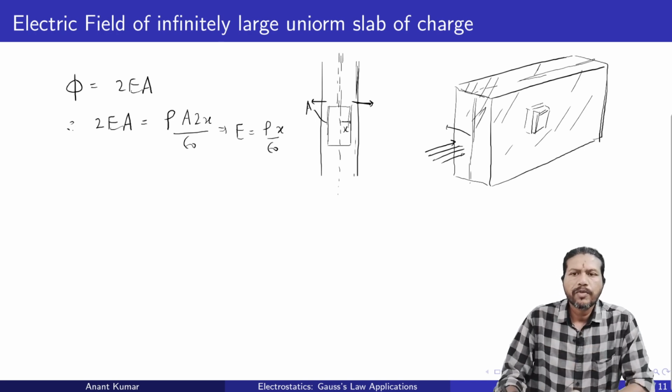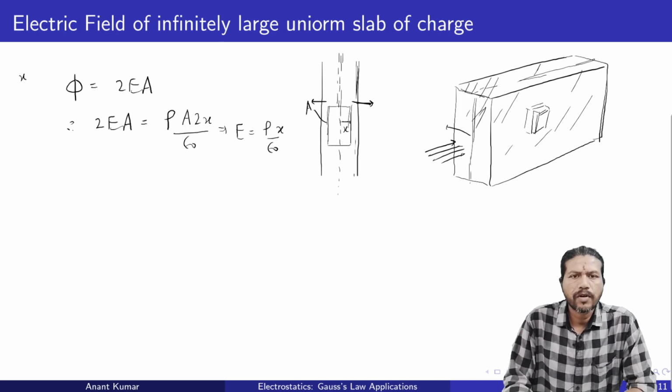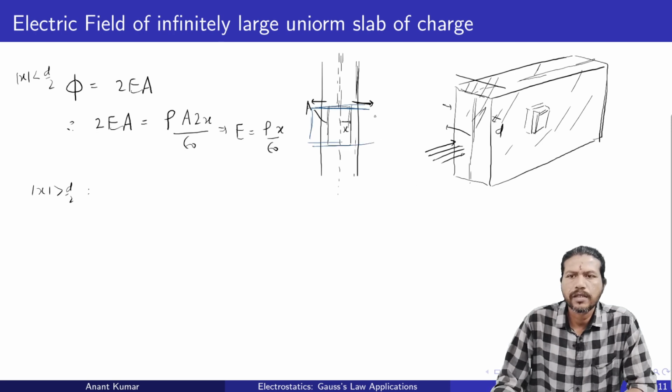Fine. What happens outside? That was for the region where mod x is less than d by 2, assuming the total thickness of the slab to be d. If I go for outside points, once again the Gaussian box is going to come out of the slab like this. This is now the length of the cuboid. The area remains the same. So this time, if I compute the flux, it will still be twice E into A.